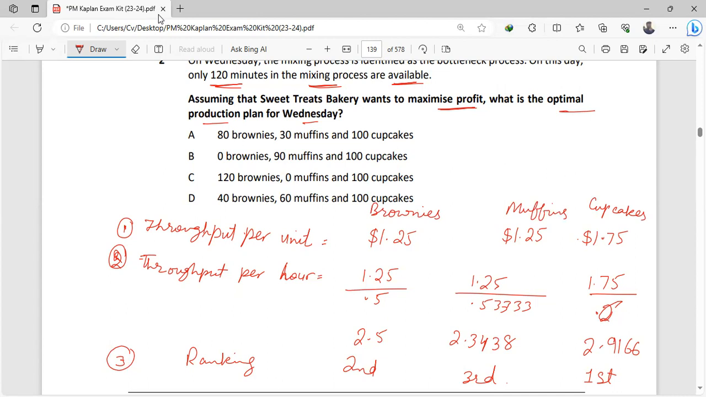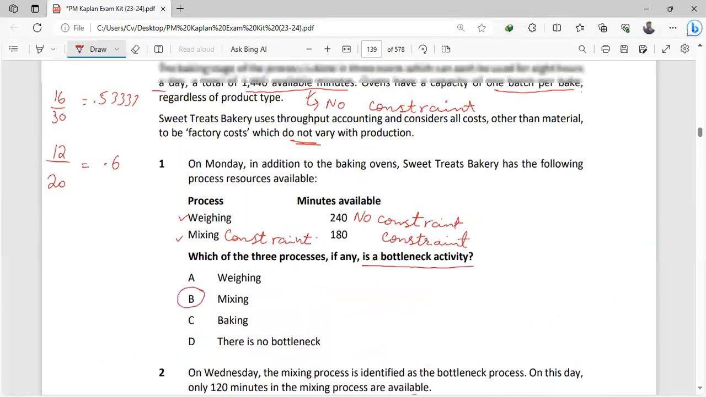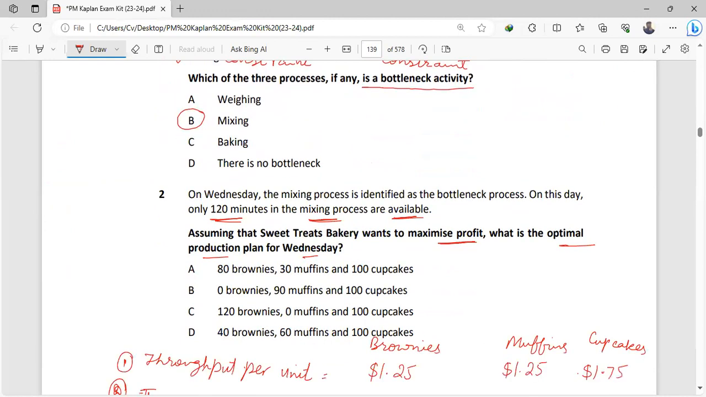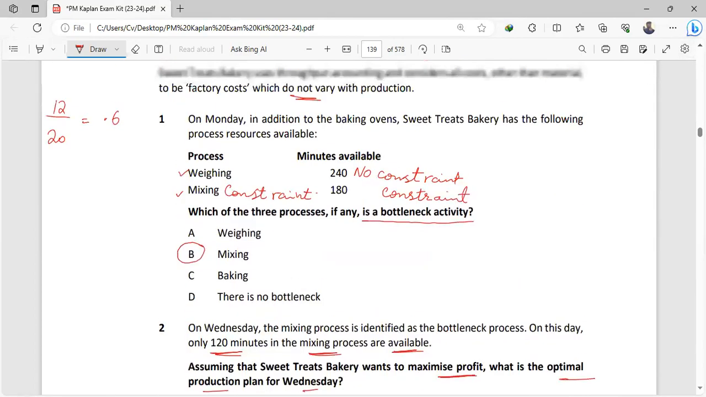Now he says in which quantity you will produce. Available time is total 120 minutes of the mixing, and you are required to produce 5 batches of the cupcakes, and each batch requires 12 minutes. So first of all, we will say, what is the optimal production plan? Optimal means profit maximizing.